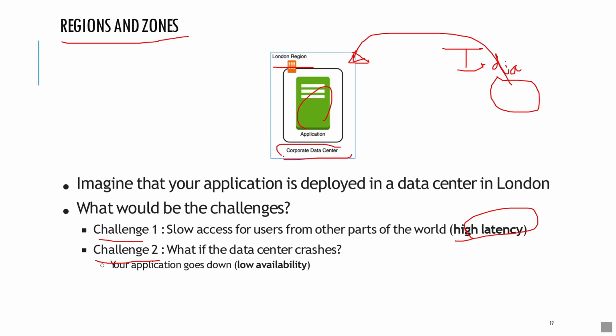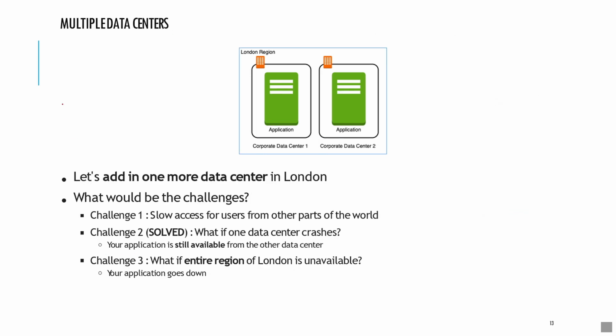What if the data center crashes? If the data center crashes, the entire application will go down and it becomes low availability. So these are the challenges we may face. Next, what if we have multiple data centers?